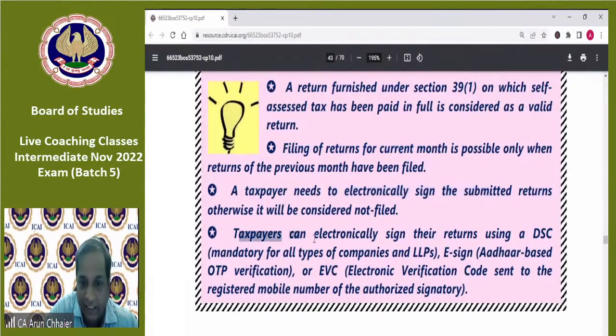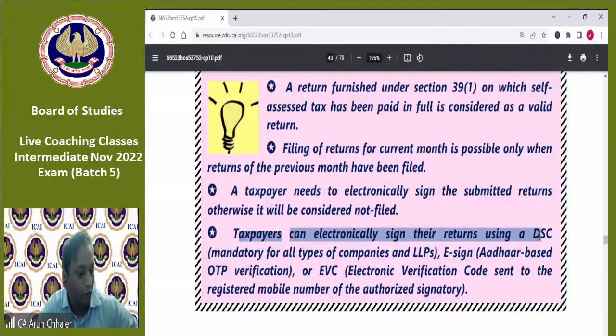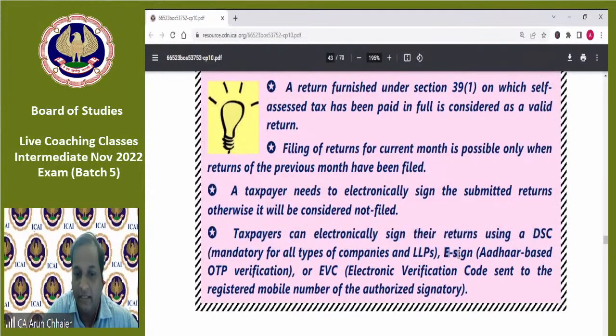That is okay. The taxpayer can electronically sign either using the digital signature, that is DSC, or they can use Aadhaar-based OTP, e-sign or EVC.